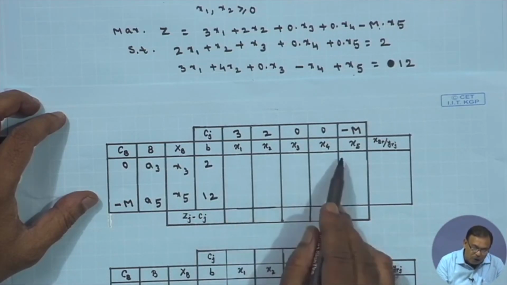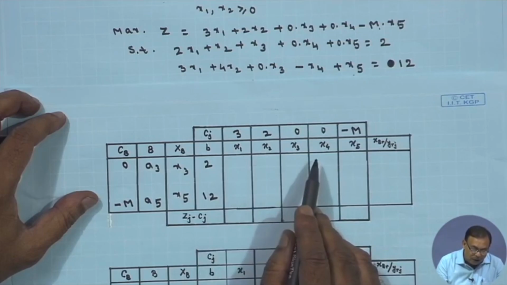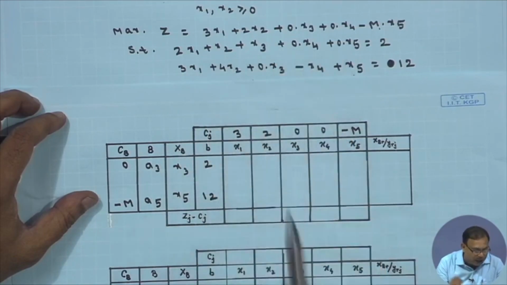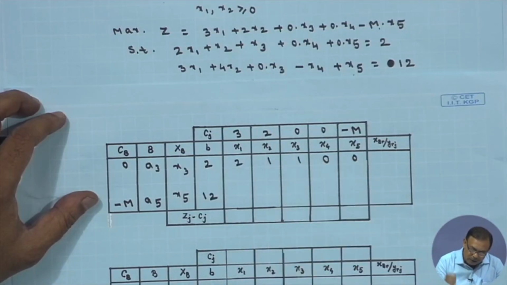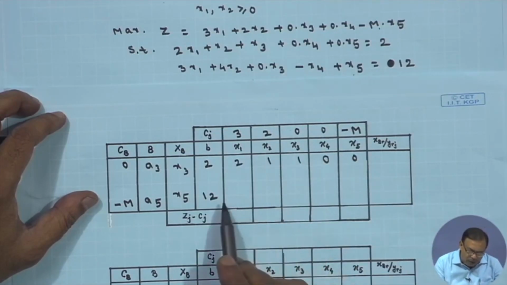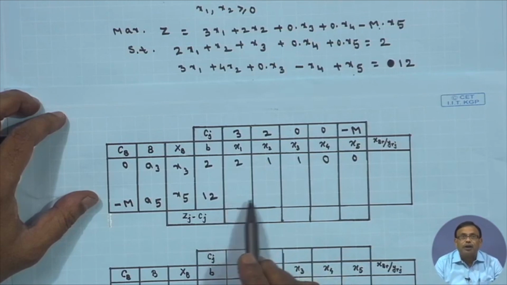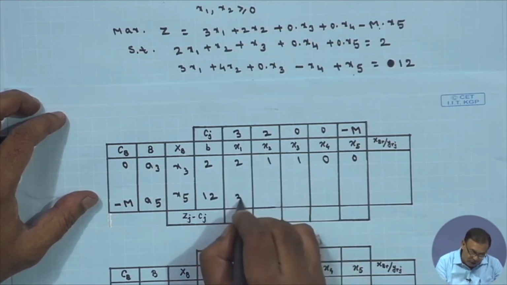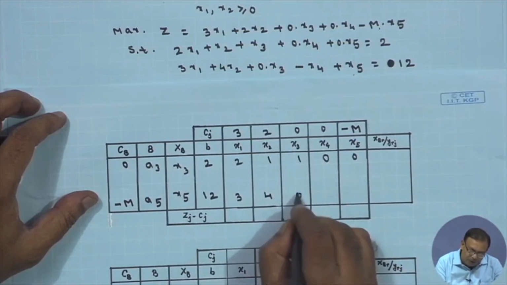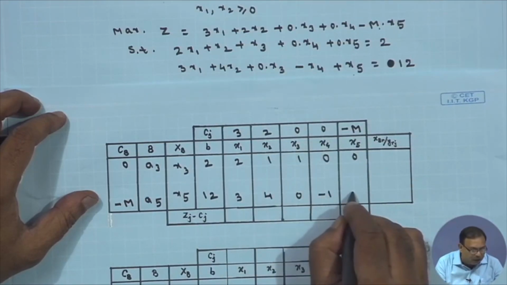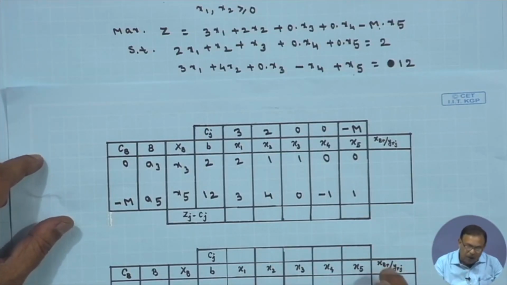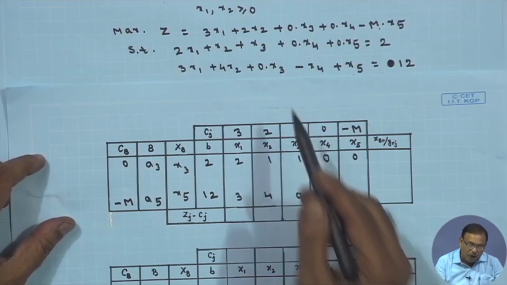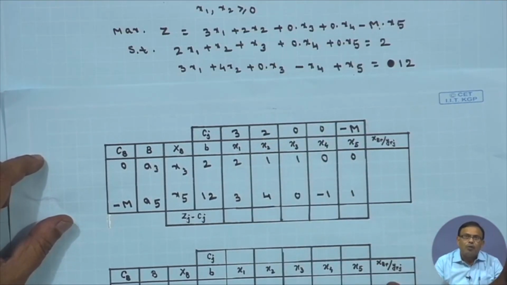Now, this row corresponds to the first constraint, that is 2 1 1 0 and 0. The second row represents the second constraint, that is 3 4 0 minus 1 and plus 1. So, I think this is the initial table which you obtain from the standard format of the problem, which I discussed earlier also.